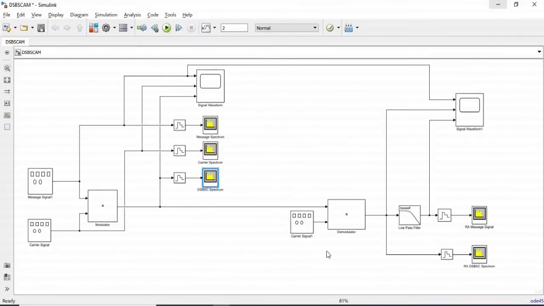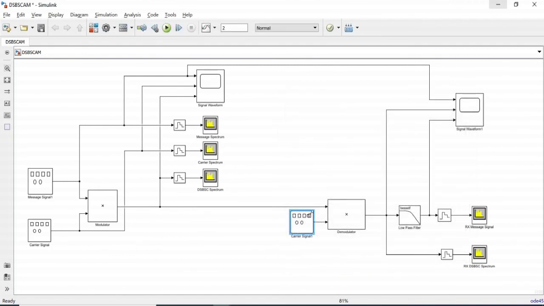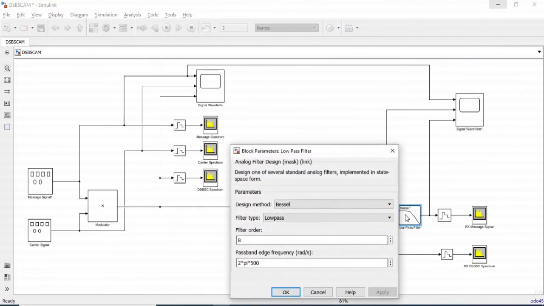Now on the receiver side, in the demodulator, again we multiply with the carrier signal and we set the carrier signal exactly in sync with the transmitted carrier, the local oscillator at the transmit side. After that, we pass it through a low pass filter, and I have selected a Butterworth low pass filter. This is under analog filter design. The order is 8, and I have set the cutoff frequency to 500 Hertz.